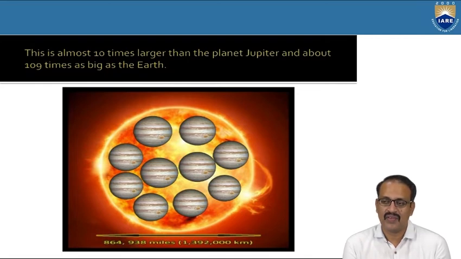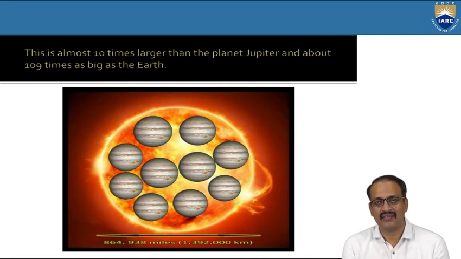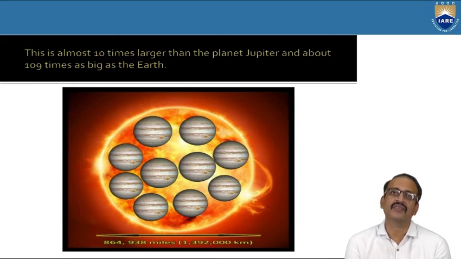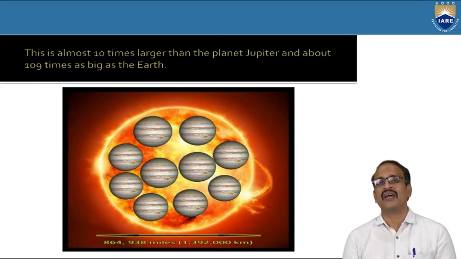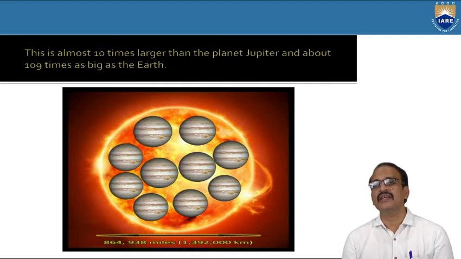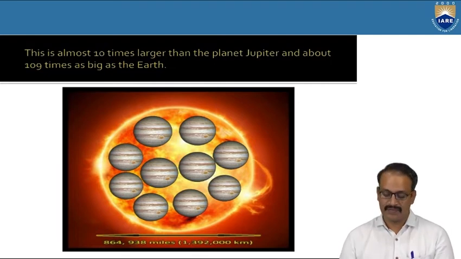So if it is 10 times bigger than the largest planet in our solar system, then what about our Earth? It is 100 times bigger than the Earth. So it is 10 times larger than Jupiter and 100 times bigger than the Earth.